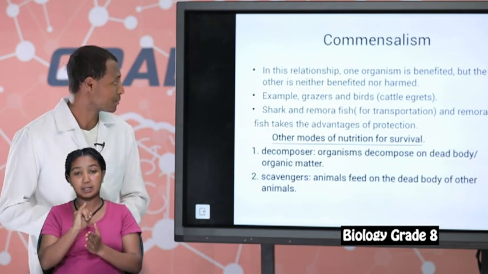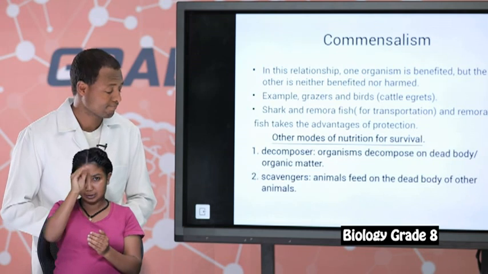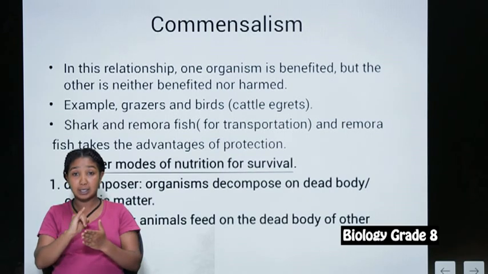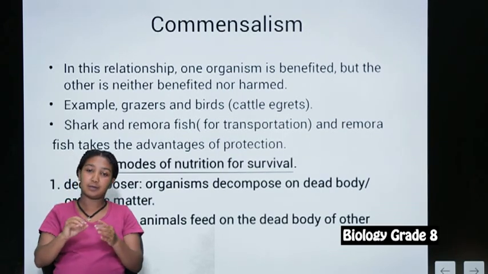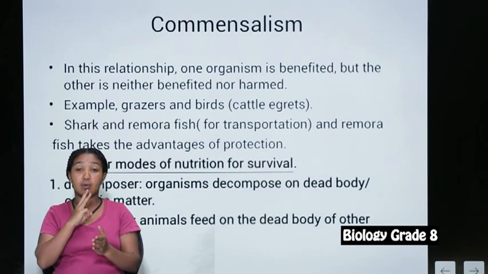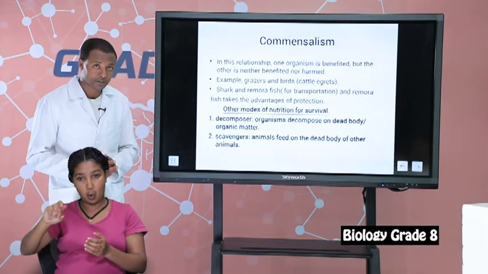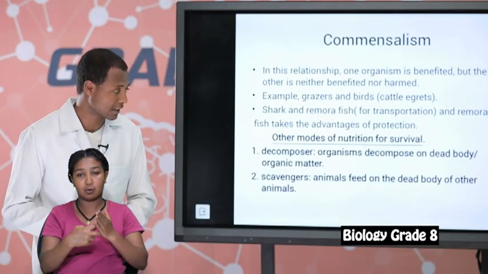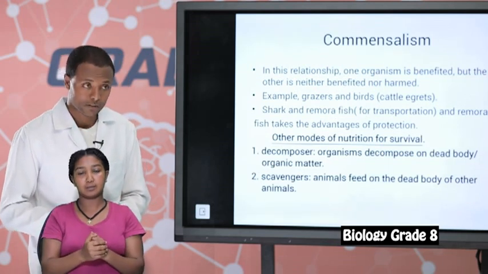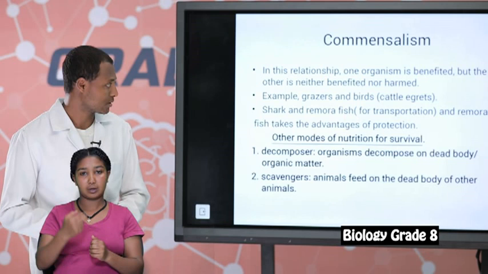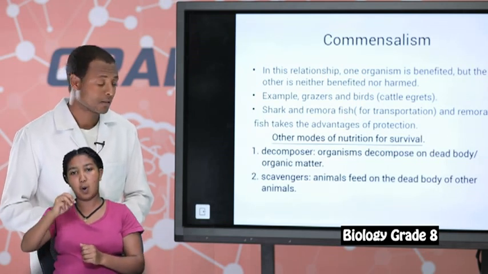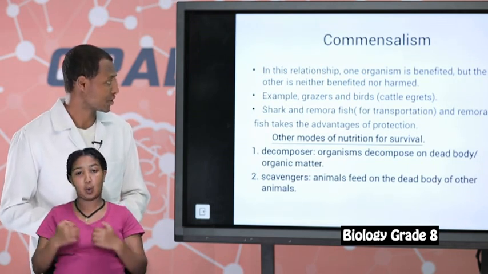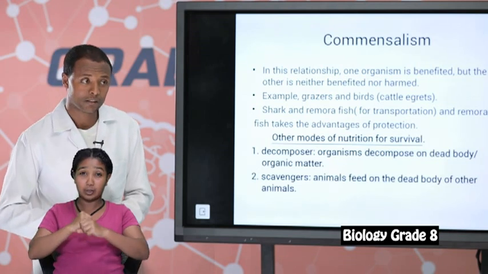The other example is the relationship between shark and the remora fish. Here also, the remora fish is benefited from the association. That means in water, while transporting, the remora fish is attached on the underside of the shark fish and used for the purpose of transportation. And remora fish also takes advantage of protection. They protect themselves from the predators. That means the shark protects the remora from their predators.